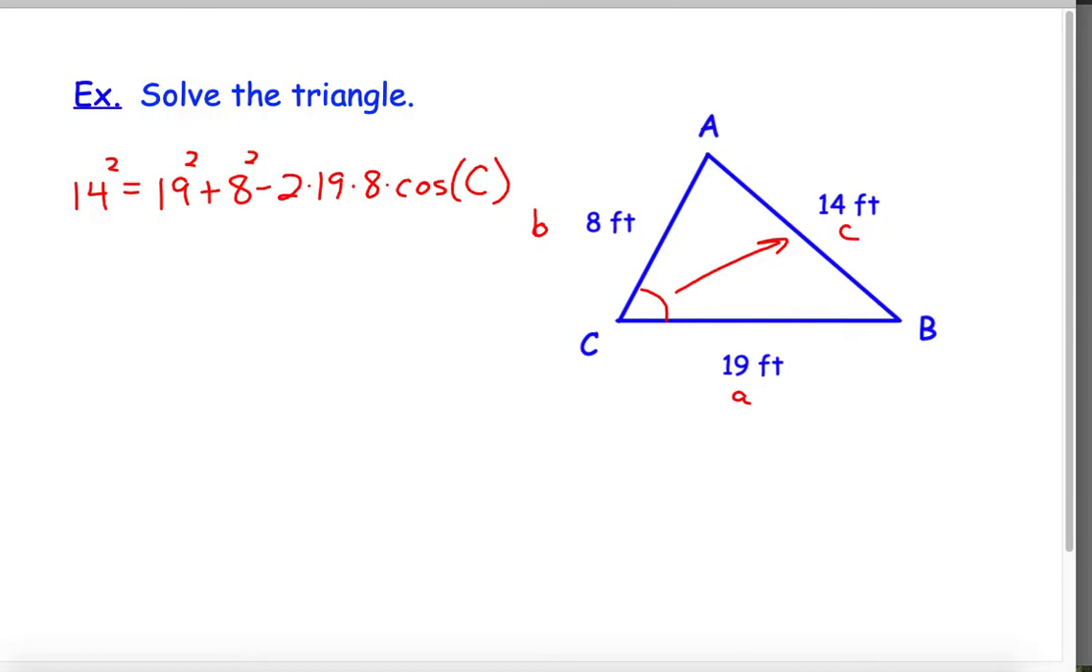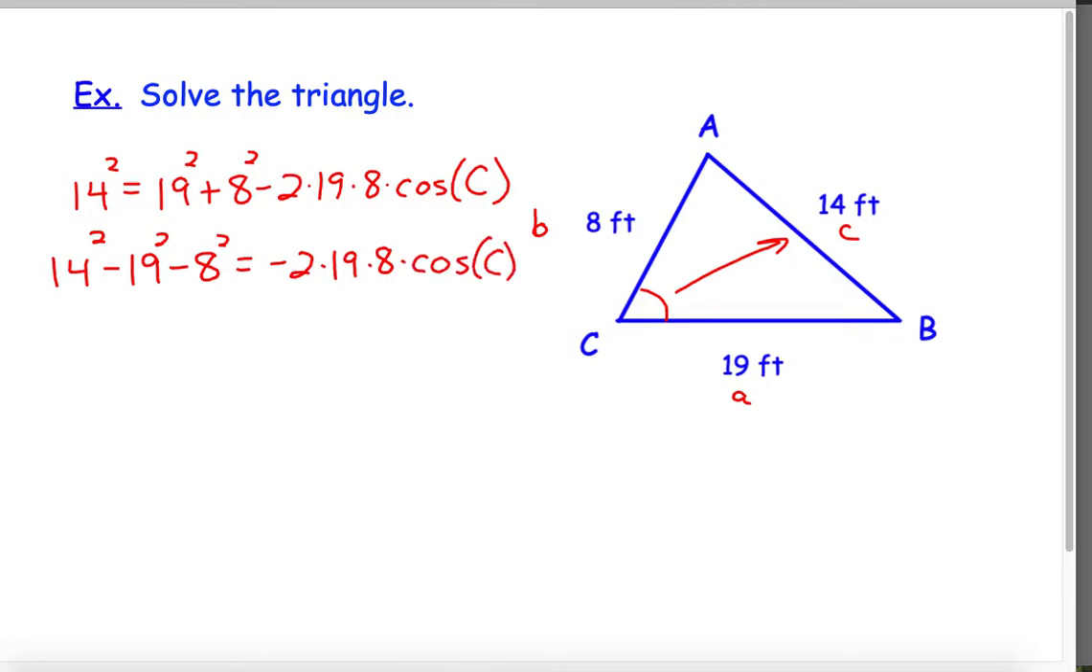So there can only be one unknown in this equation, otherwise it's not going to be of any use. So instead of grabbing the calculator as you work through this and putting in approximations for decimals, etc., let's go ahead and just solve this equation for cosine of C without even grabbing the calculator. So the first thing I would do is subtract the 19 squared and the 8 squared. I'm not even going to evaluate what those are. We know that 8 squared is 64, but that's not a big deal. Equals negative 2 times 19 times 8 times cosine of angle C.